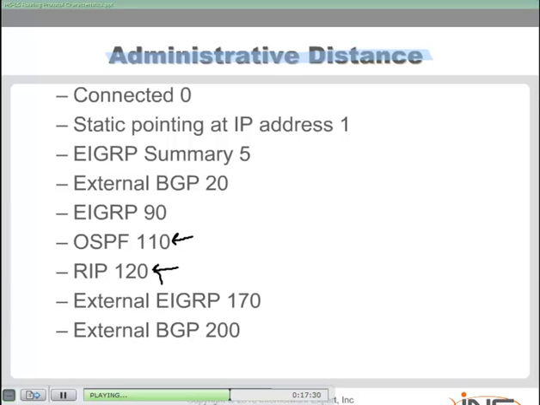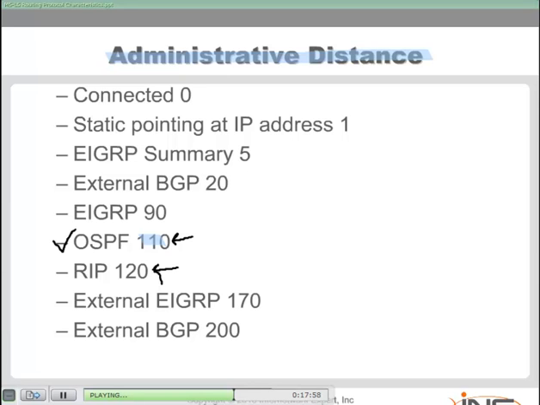Notice administrative distance is like a golf score. The lower the value, the better. So sure enough, if OSPF is telling the router, hey, I know how to get to that prefix, and RIP is telling the router, hey, I know how to get to that prefix, OSPF will be selected. And that's because OSPF has the preferred administrative distance.